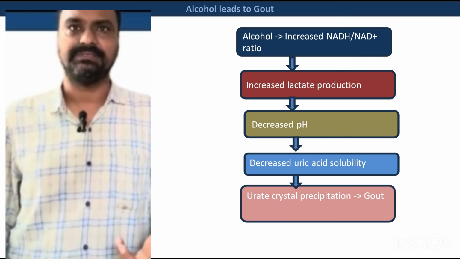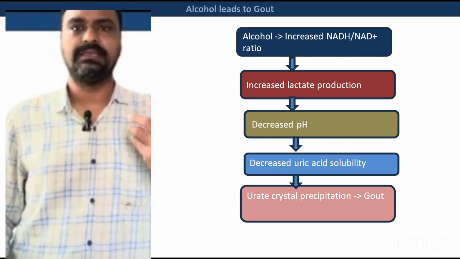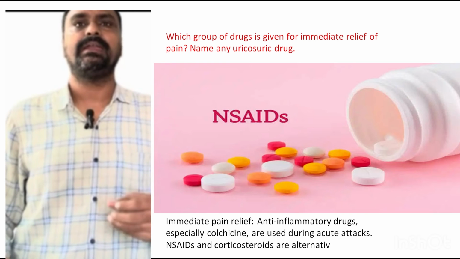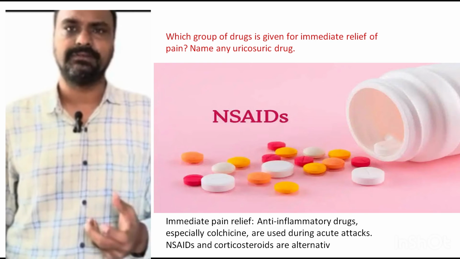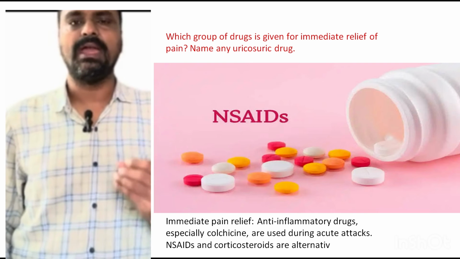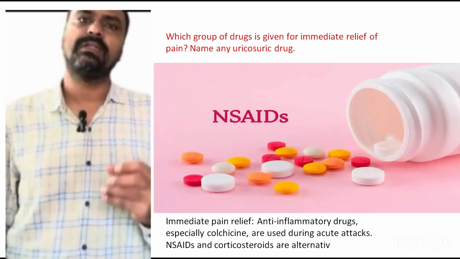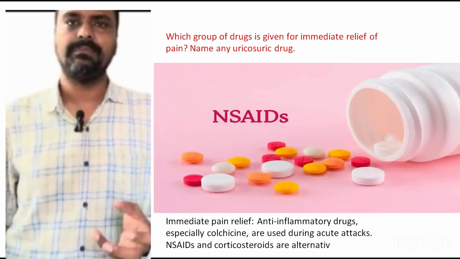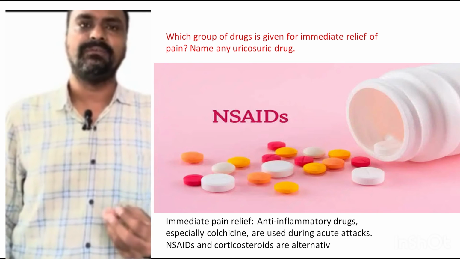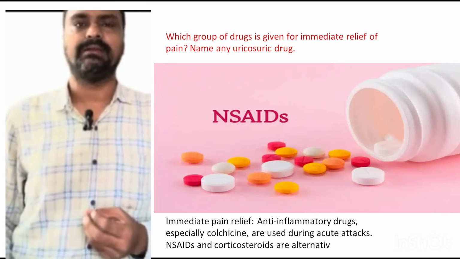Now the last question, which group of drugs is given for immediate relief of the pain, and name the uricosuric drugs. So here the pain relief is by non-steroidal anti-inflammatory drugs, that are called NSAIDs. The generic names are diclofenac sodium and ibuprofen. So they will act as anti-inflammatory drugs.